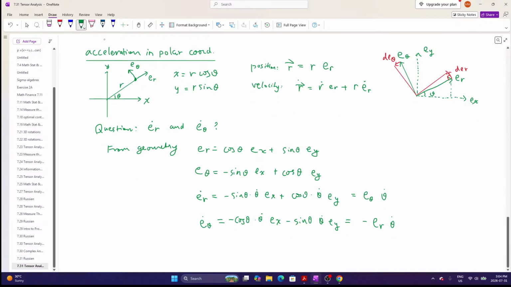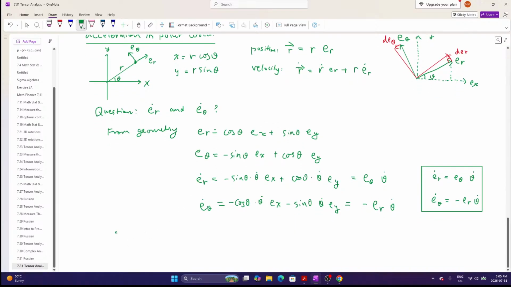Okay, so here we have these two useful formulas, the e_r dot and e_theta dot. Let me just put it on the side. Okay, so e_r dot equals e_theta times theta dot. Okay, that's cool. And e_theta dot equals minus e_r theta dot. I'm just going to box these two formulas. Okay, so this is useful for velocity.